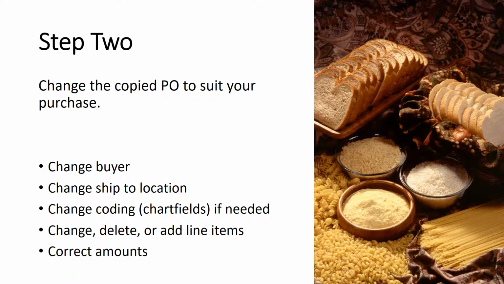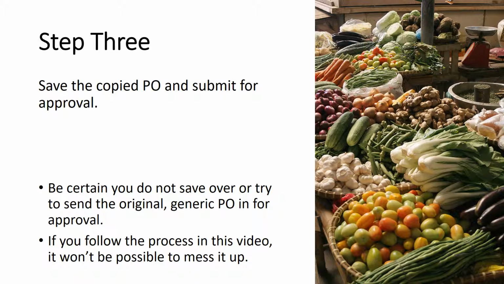Whatever purchase order you copy, you must check that all the data in the new copied version is correct for your particular purchase. If you are copying this generic Safeway purchase order that I'm going to show you in this example, you'll need to modify it to make you the buyer, have the ship to location as your station, change the coding if you want something other than all of the purchase going to 02090, delete unnecessary line items, and put in the correct prices for your items. I'll show you all these steps in Fiscal. Once you've made those changes, you can save the purchase order and send it for approval.